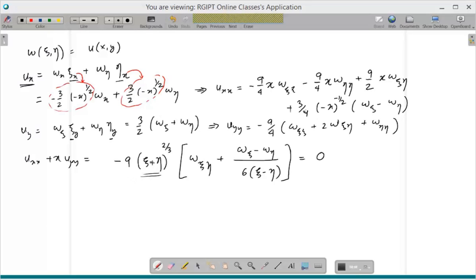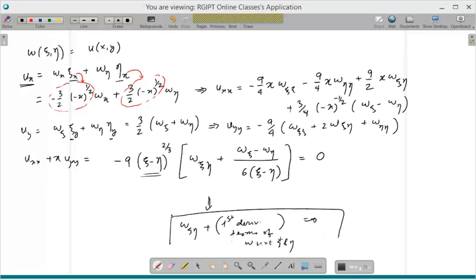Since eta and zeta are not necessarily the same, this will give me essentially w_zeta eta plus terms involving linear derivatives of w with respect to zeta and eta. The first derivative terms of w with respect to zeta and eta are equal to 0. So we have only this cross term appearing.